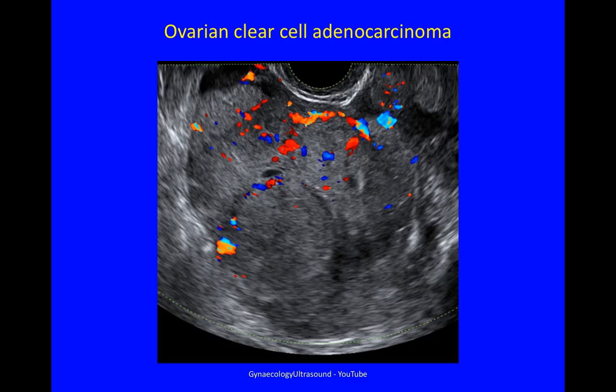This mass is irregular solid with strong vascularity. Again, this one is irregular because the external contour is irregular, but also the internal cystic spaces are irregular, with strong vascularity in one part of the lesion. Irregular solid with strong vascularity.